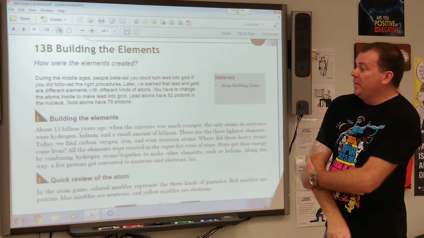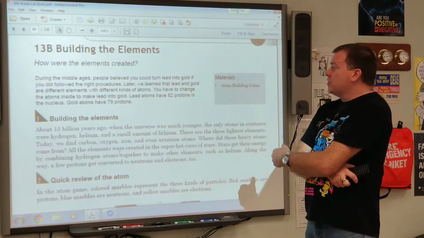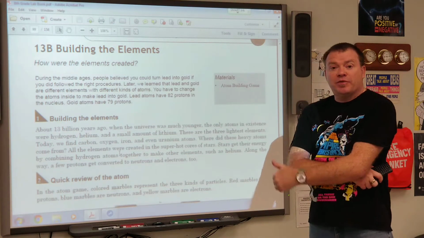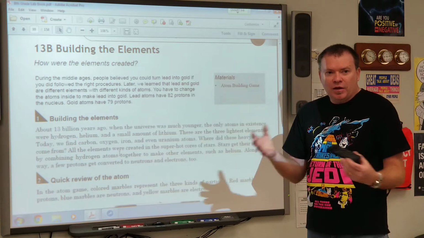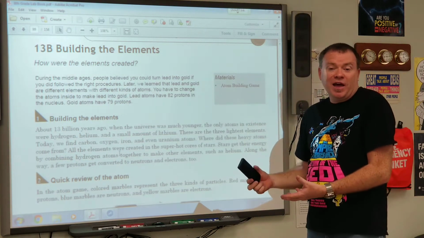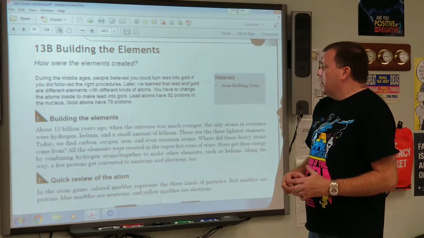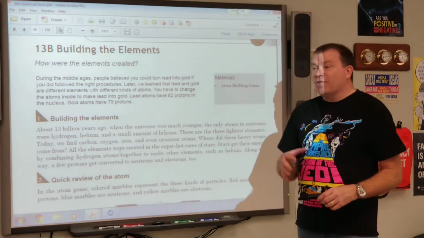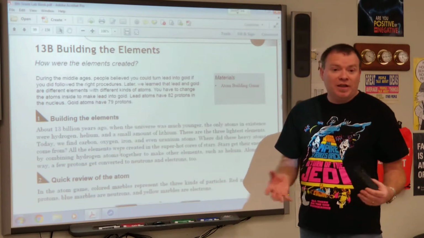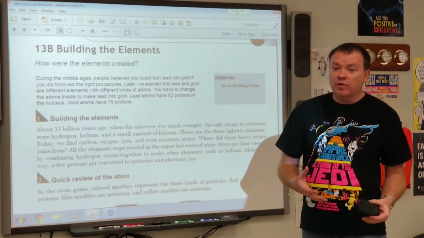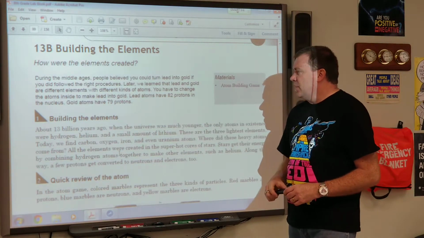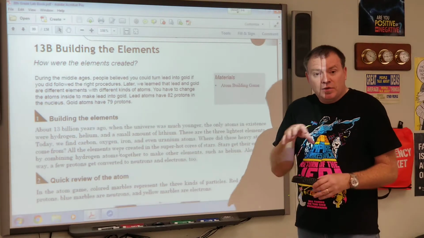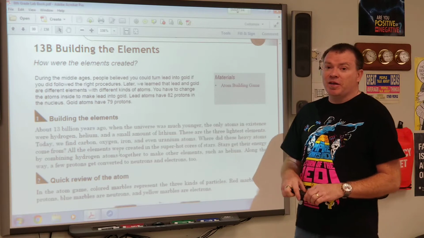How were the elements created? During the Middle Ages, people believed you could turn lead into gold if you followed the right procedures. They believed through chemistry, by mixing things together, heating them up, whatever, you could get basic stuff to become something valuable like gold. Later we learned that lead and gold are different elements with different kinds of atoms. So you can't do anything chemical to change one element to another. That's what makes them an element. You have to change the atoms inside to make lead into gold. So you have to actually adjust the nuclei of an element to make it become something else.